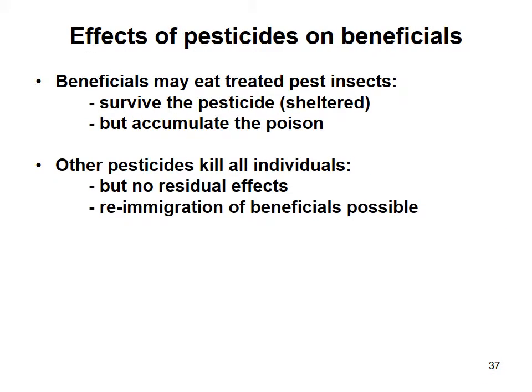Another problem is that beneficials may eat treated pest insects. These are pest insects that survive the pesticide, for example, because they might be in a sheltered location. So the beneficials then start to accumulate the poison. Other pesticides actually kill all the individuals but have no residual effects. And this means that re-immigration of beneficials is possible. This is much better than a long period of preventing beneficials from re-establishing.